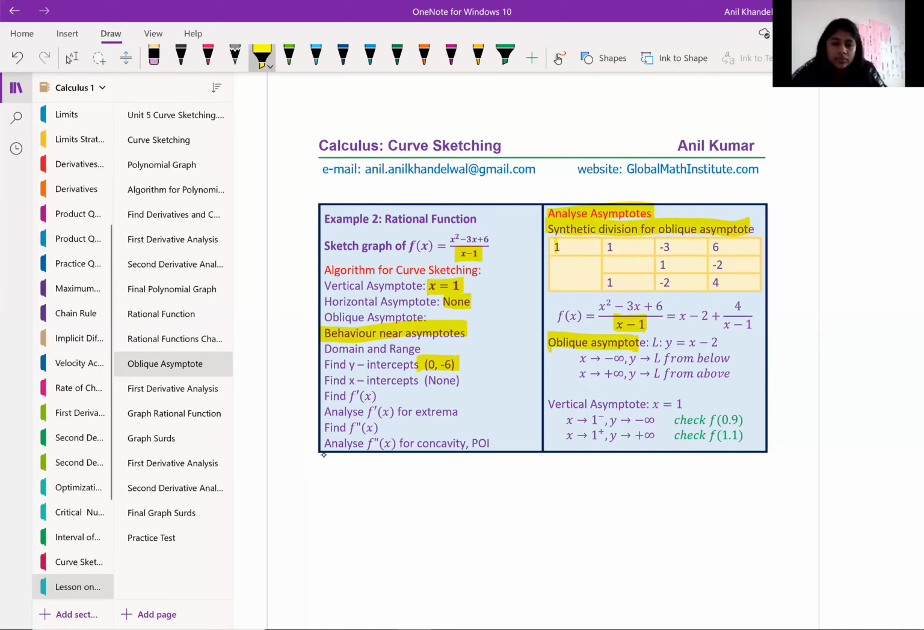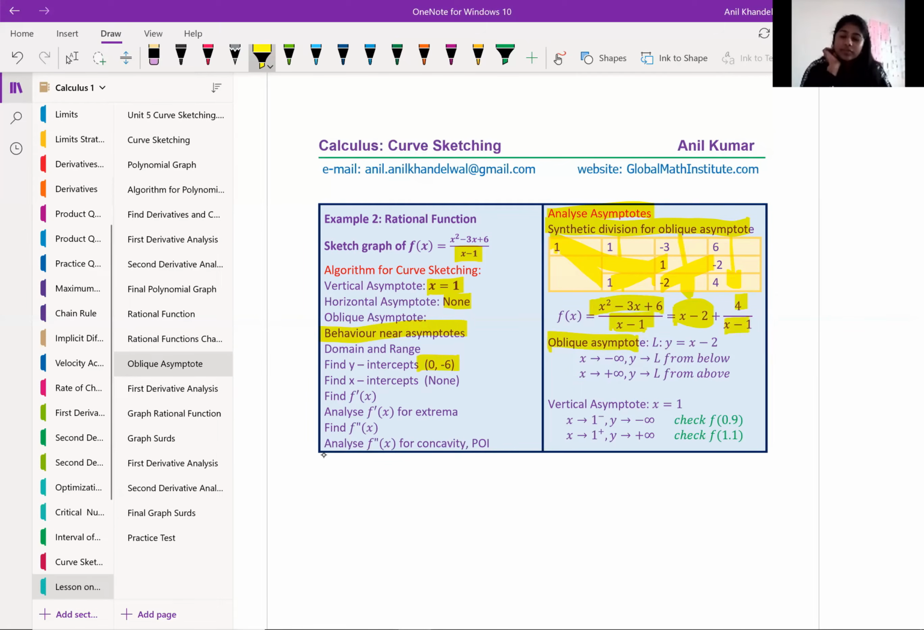And how do we do it? We bring the first term down as such, multiply by the divisor, which is 1, and write the product here. Then again, we add minus 3 and 1, we get minus 2, multiply by 1, write it there. And then again, we add and get a remainder. Now, for those students who are not very clear about synthetic division, you could perform long division, correct? Dividing the numerator by the denominator will give you quotient x minus 2, remainder 4, which remains to be still divided by x minus 1. Correct?